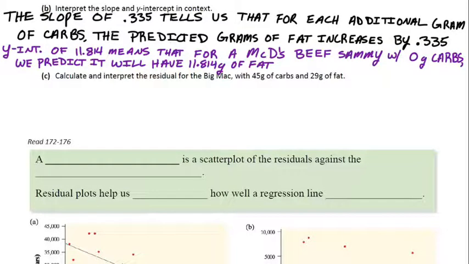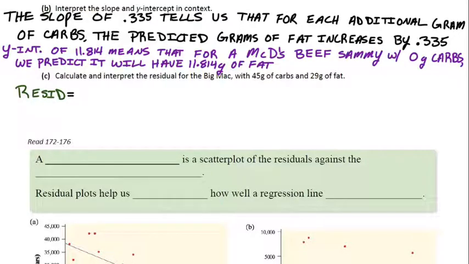So that's slope and y-intercept. Being able to interpret those for any kind of line is important for this chapter. Part C says calculate and interpret the residual for the Big Mac. Big Mac apparently has 45 grams of carbs and has 29 grams of fat. So the residual, that's the actual minus the predicted, right? The actual minus the predicted.